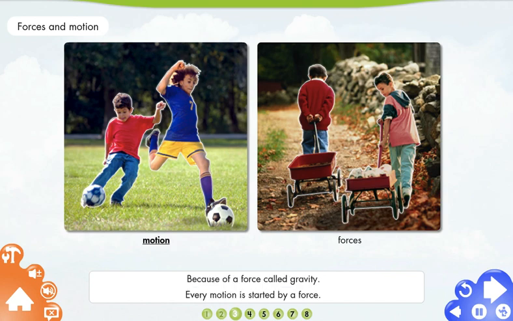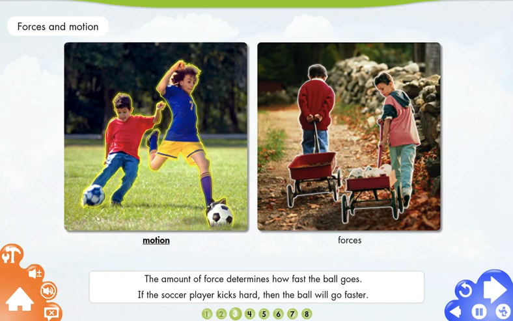Every motion is started by a force. Click the images to find out more about forces and motion. Motion means movement and is caused by a force. These boys are kicking a soccer ball. The amount of force determines how fast the ball goes. If the soccer player kicks hard, then the ball will go faster.